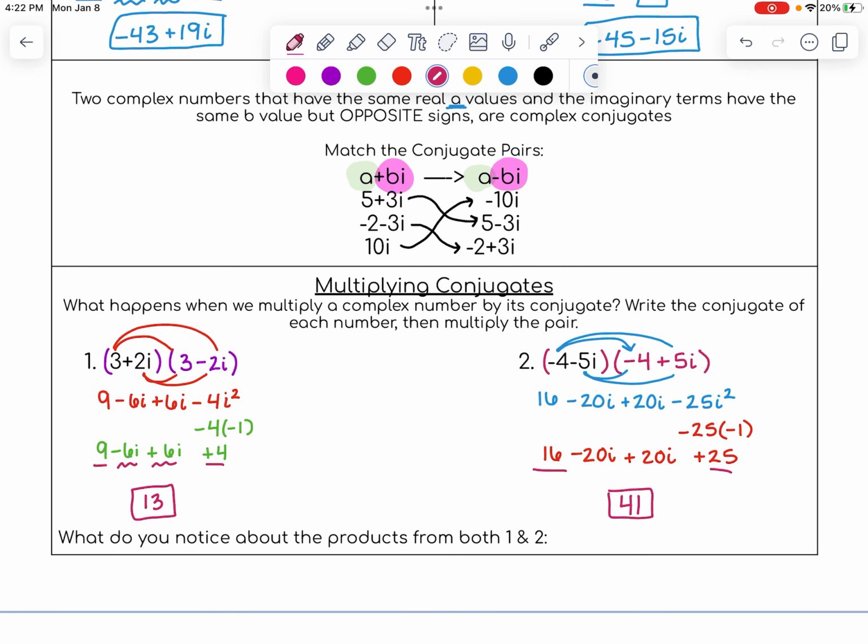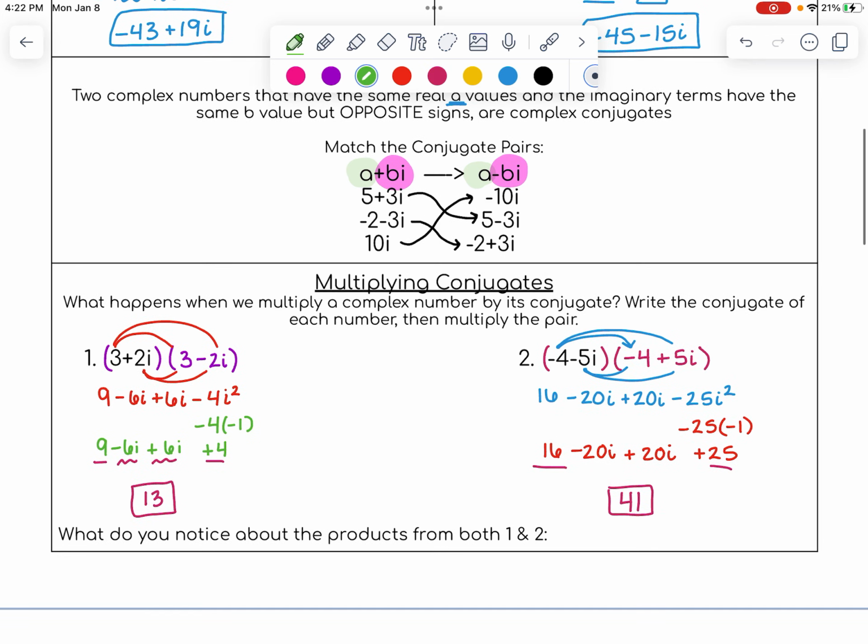So now the question here says, what do you notice about the products from both 1 and 2? What happened when we multiplied a complex number by its conjugate? Well, if you look at both of them, you might notice that both times our final answer is just a real number. There's no more imaginary piece. So when you multiply a complex number by its complex conjugate, it becomes real.